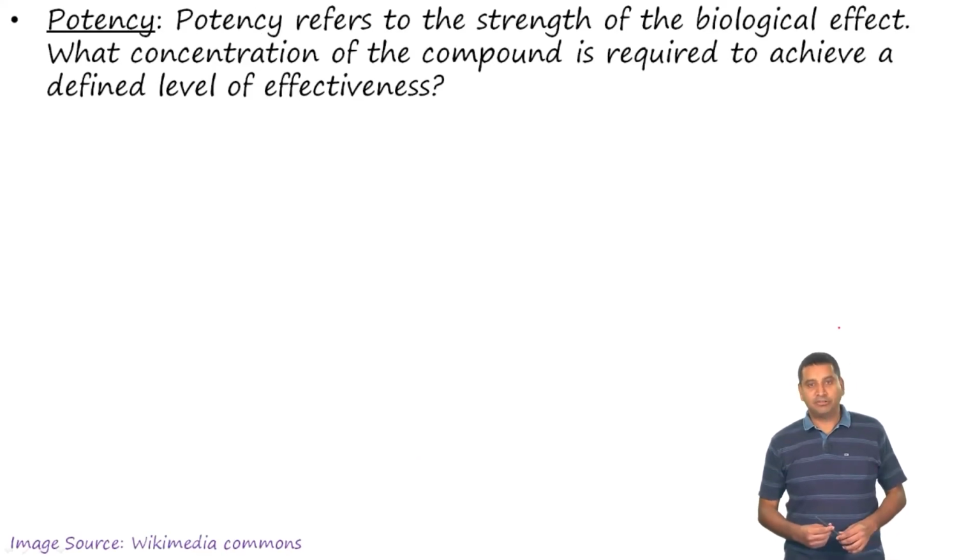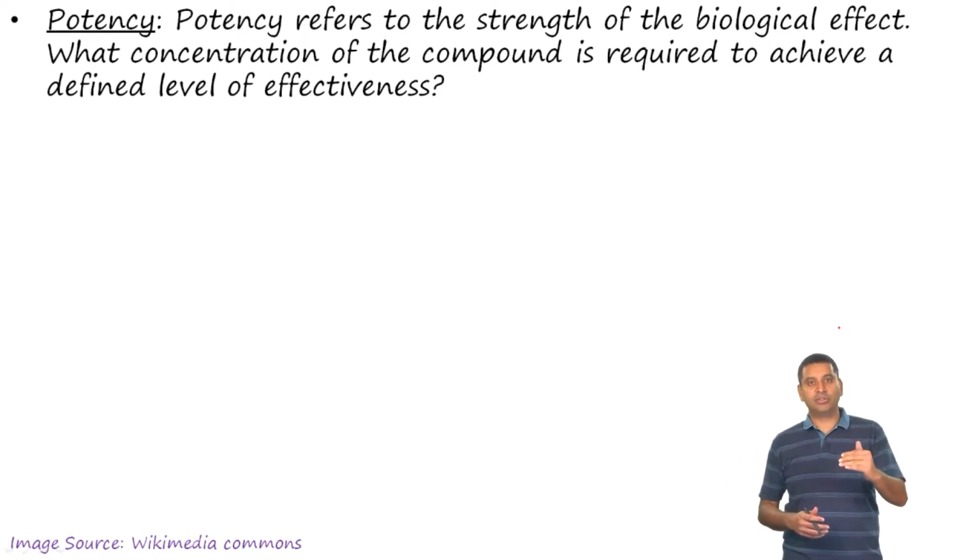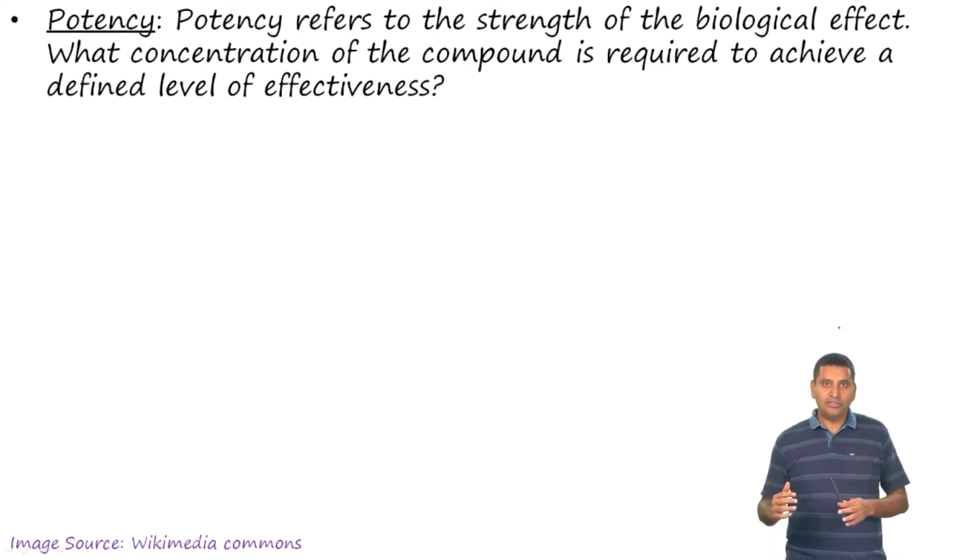The next aspect of optimizing a lead is potency. Potency is nothing but the strength of the biological effect. Let us say you are looking at the inhibition of an enzyme: what is the concentration at which the enzyme is effectively inhibited? Or if you are looking at a receptor, what is the concentration at which the desired signal is being transmitted by the compound? If you are looking at inhibition of the signal, what is the lowest concentration at which you would inhibit the signal, and so on. Therefore, potency is a measure of how strong the biological effect is.